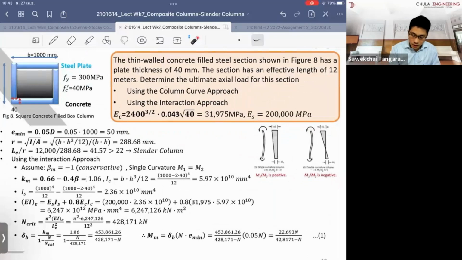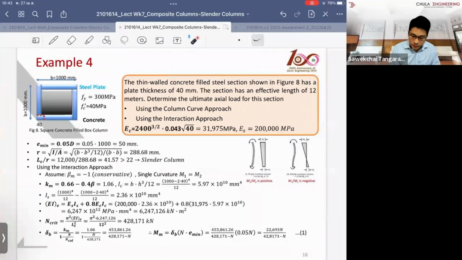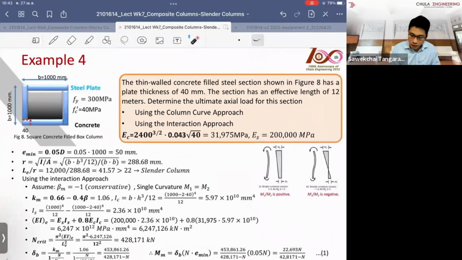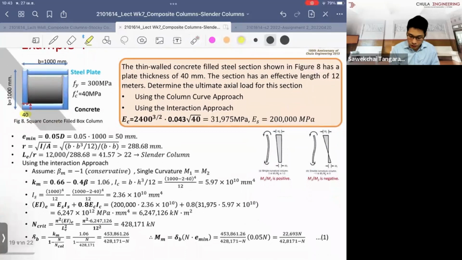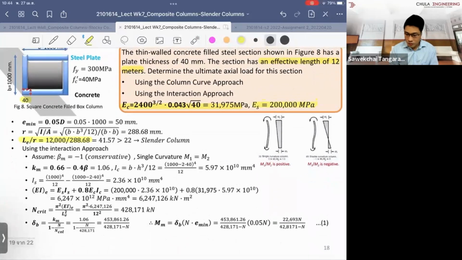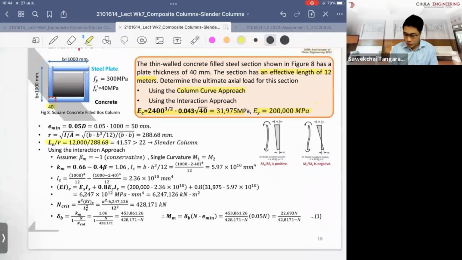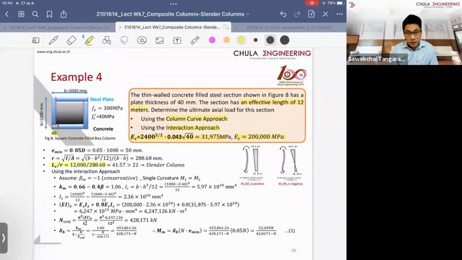Another example is this. You have the same section for the columns, but we change the thickness to be 40, and we do the calculation once again. We assume that the effective length is 12 meters for now, not 8 meters, so we increase the height. And we're giving you the E value and the Es value. The first thing you have to obtain is the column curve approach, and you have the interaction approach.